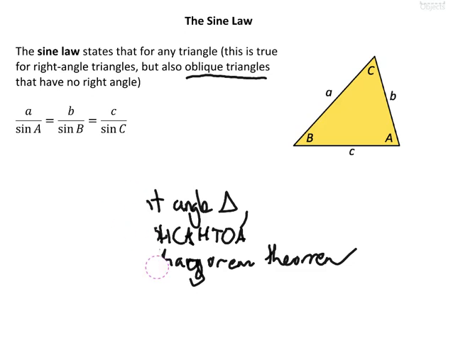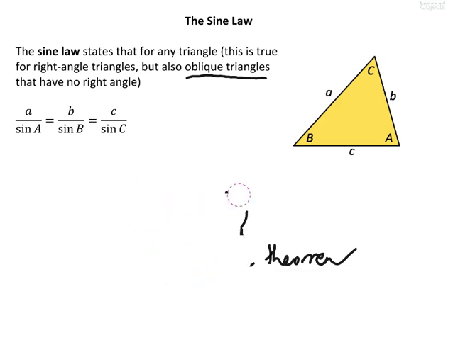But if you have an oblique triangle, so that's a triangle that has no right angle in it, then neither SOHCAHTOA nor the Pythagorean theorem apply. You're not allowed to use them. And so that's where you'll need to use something like the sine law.